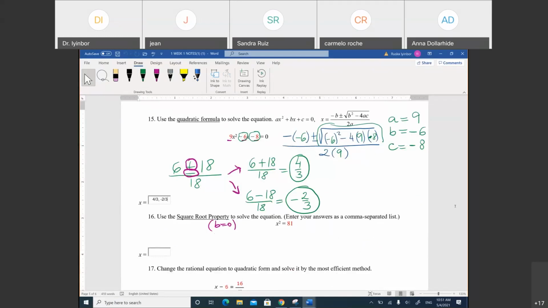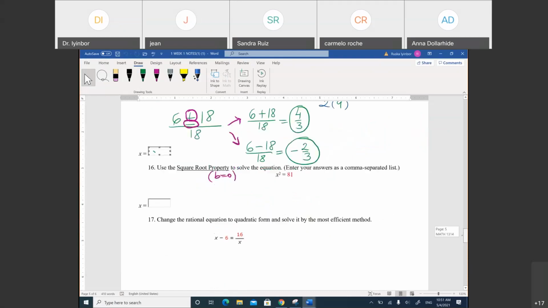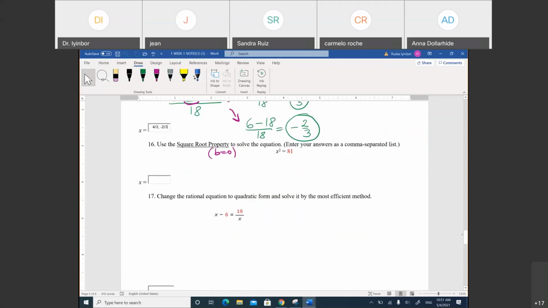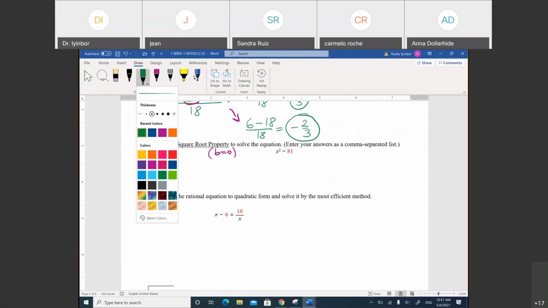So the next method is completing the square. I'm sorry, no, we're not doing that. Square root property. Now, the square root property is when you have x squared equal a number. That's the best way to do it, when b is 0, which means there is no x, only x squared equal a number. So this is how you do those questions.